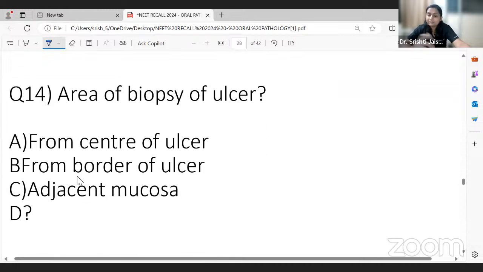Now, the next question, very direct: area of the biopsy of the ulcer. We never take the biopsy from the center of the ulcer. We always take it from the border of the ulcer so that the adjacent normal tissue also comes in that. Okay.